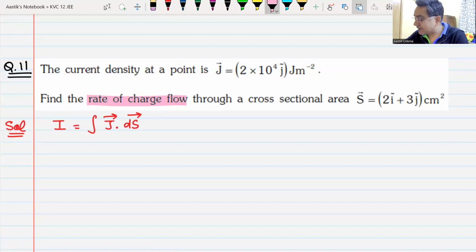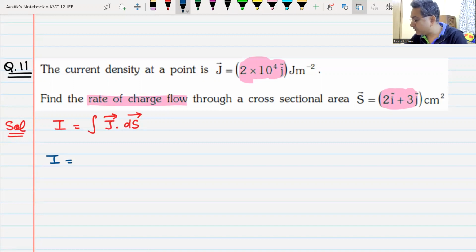Here, this current density, as you can see, is along the j-axis. It is a constant, and this is a constant. You don't need to integrate it. You just need to take the dot product. Yes or no? Yes, sir. You just take the dot product.